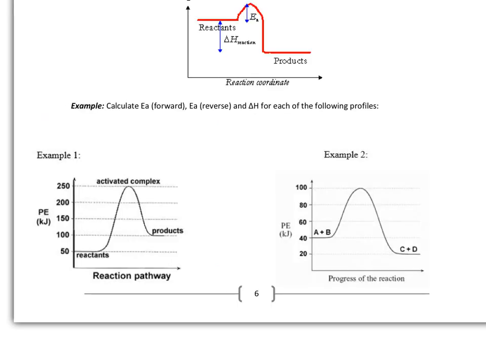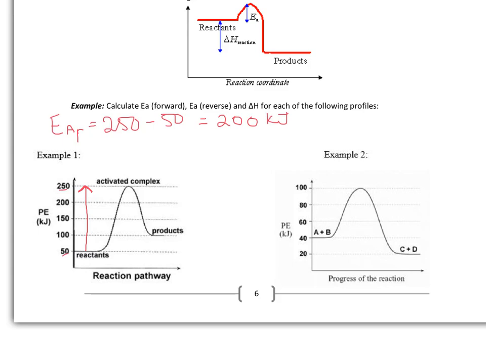In example number 1, we've been asked to calculate the activation energy of the forward, the activation energy of the reverse, and the delta H for the reaction profile. To find the activation energy in the forward direction, the activation energy for the forward reaction is always the potential energy between the reactants to the activated complex. Notice that the activated complex is at 250 and the reactants start at 50. So EA forward is going to be 250 minus the 50 kilojoules, which gives us an answer of 200 kilojoules.